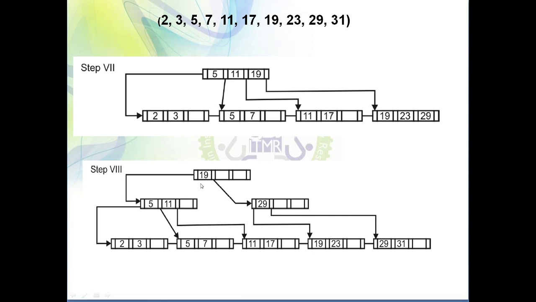Here 5 and 11 are less than 19, so 2 and 3 are less than 5. Yes, 5 and 7 are greater than or equal to 5. 11 and 17 are again greater than or equal to 11.